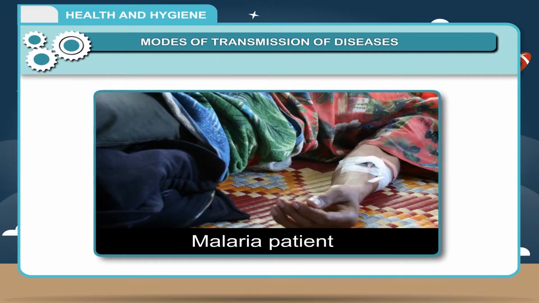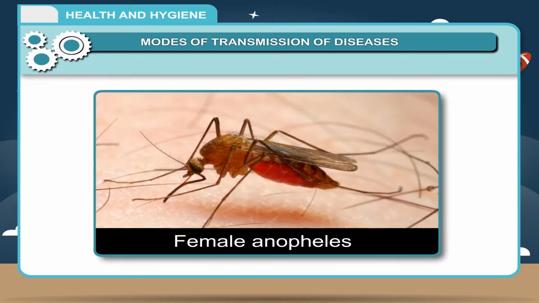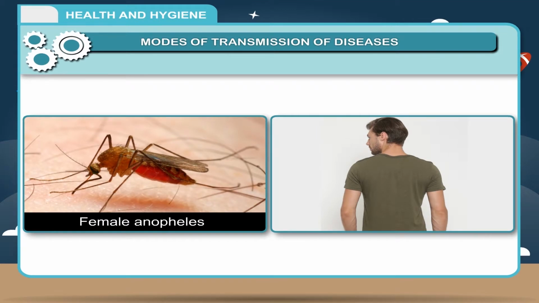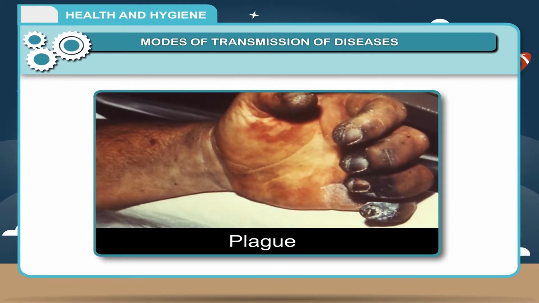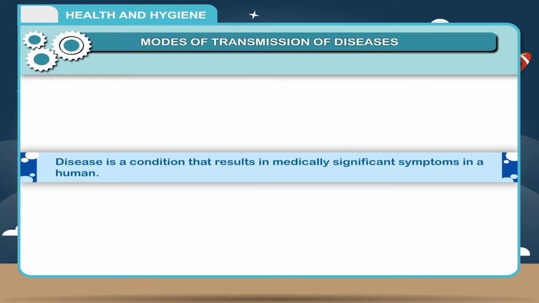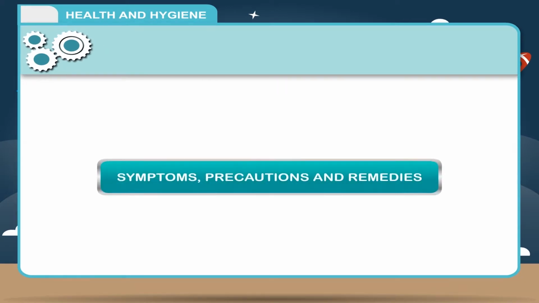When a mosquito bites a malaria patient, it carries the malaria-causing microbes in its body. When the same mosquito bites another person, the malaria-causing microbes enter the person's body and cause the disease. Plague is transmitted by the rat fleas. Disease is a condition that results in medically significant symptoms in a human.